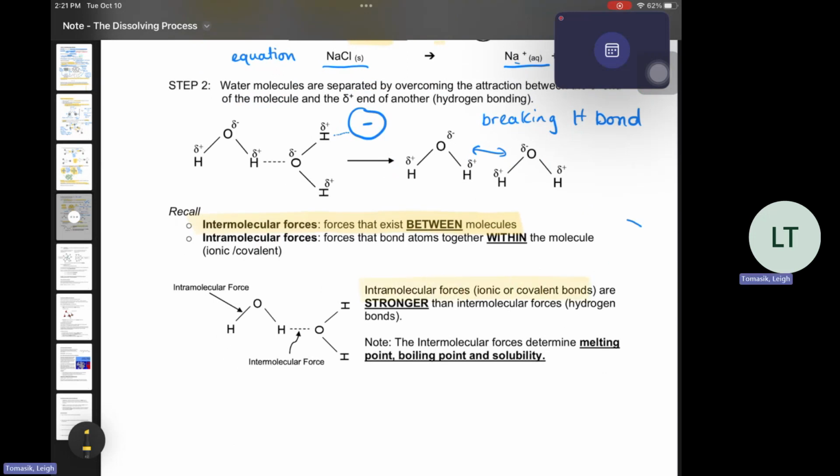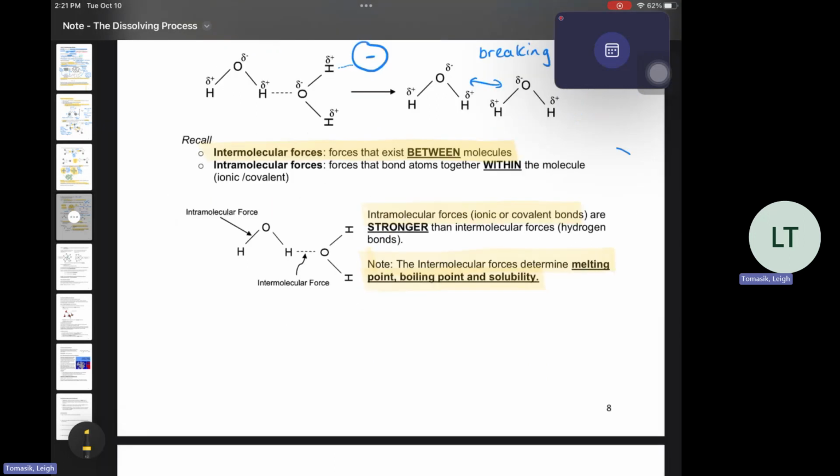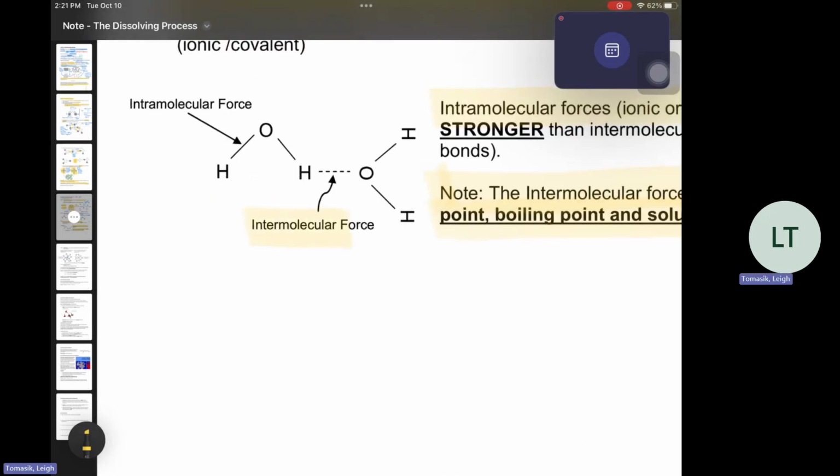Intramolecular forces, like ionic and covalent bonds, are stronger than intermolecular forces. So if you add some energy to something, the intermolecular bonds are going to break before the intramolecular bonds do. Besides solubility, the intermolecular forces determine melting point, boiling point, and some other properties. So here's the intermolecular force. This is what is getting broken.